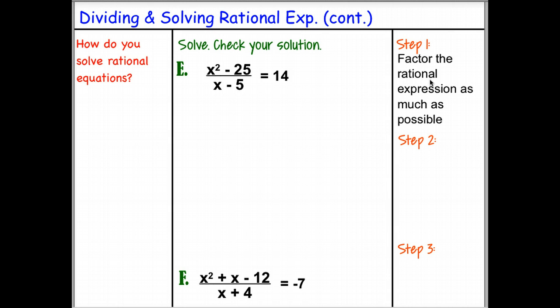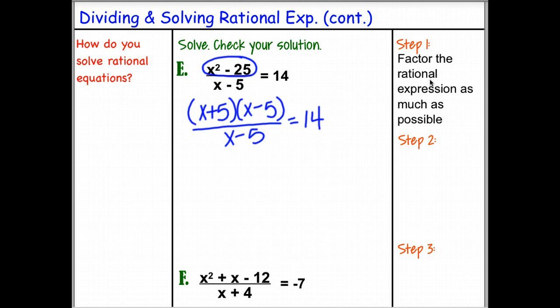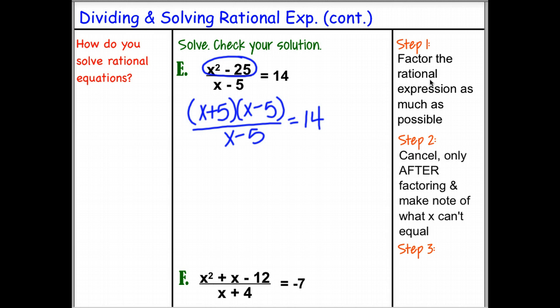So I see that x squared minus 25 is a difference of squares. So I have x plus 5, x minus 5 when I factor that out. And that's still over x minus 5, and it's equal to 14. The next thing we want to do is make note of what x can't equal. Because we have an x minus 5 down here, x cannot equal 5, because then we get 0 in the denominator, which makes it undefined.